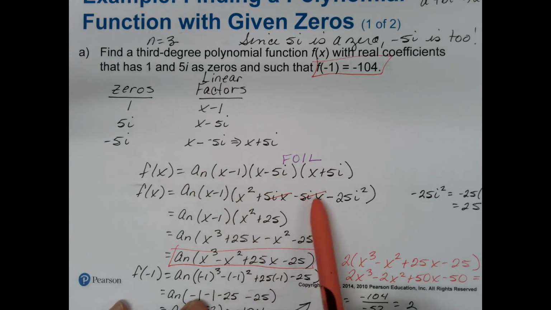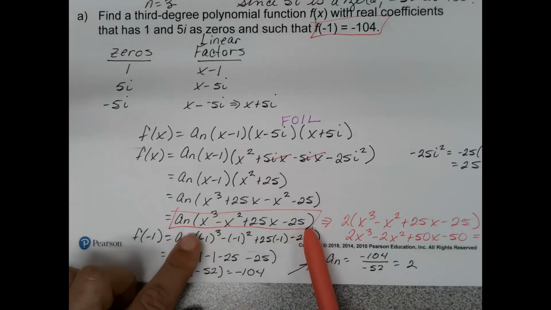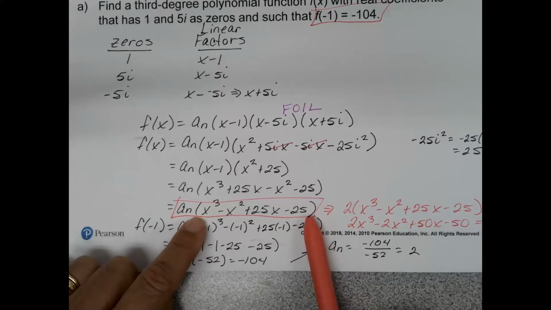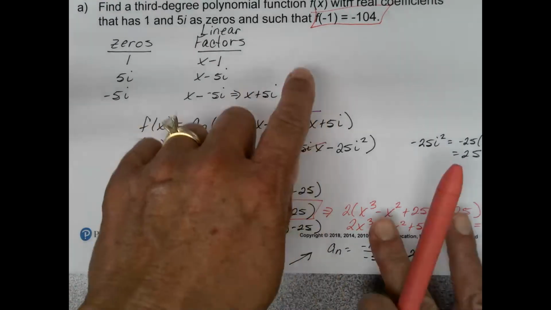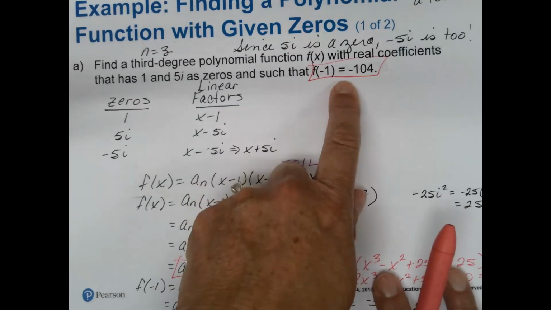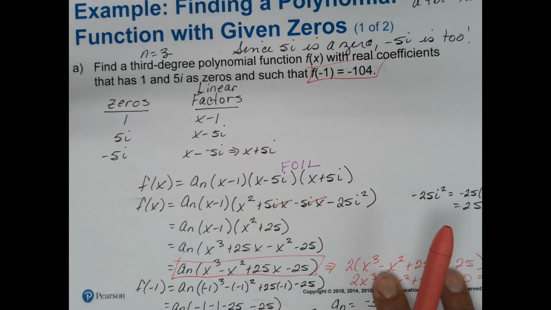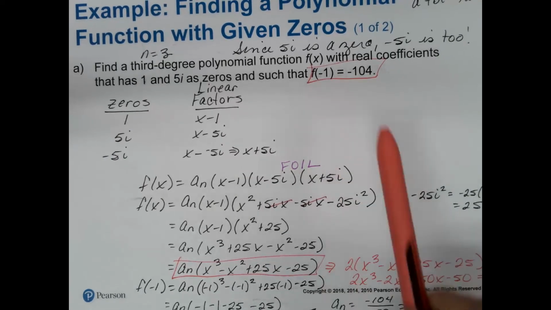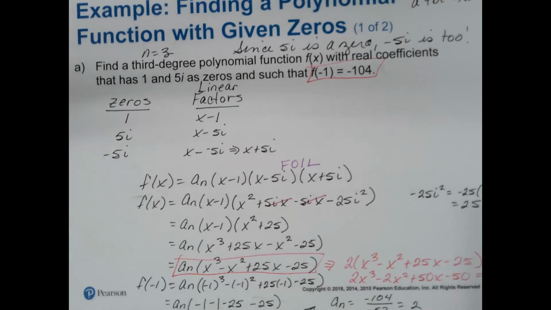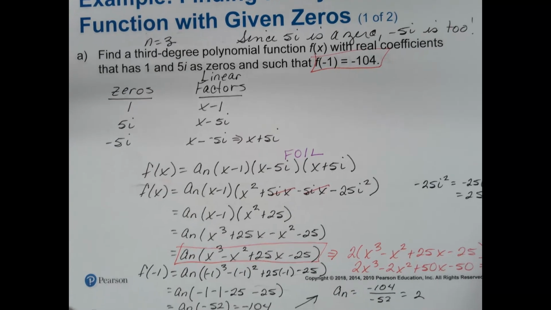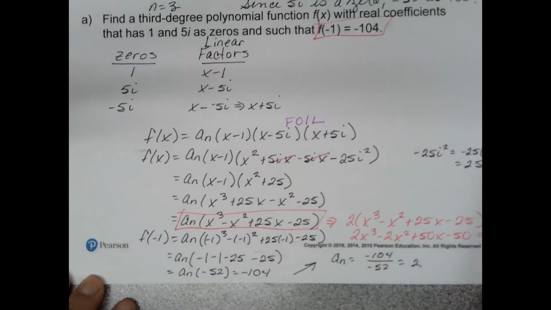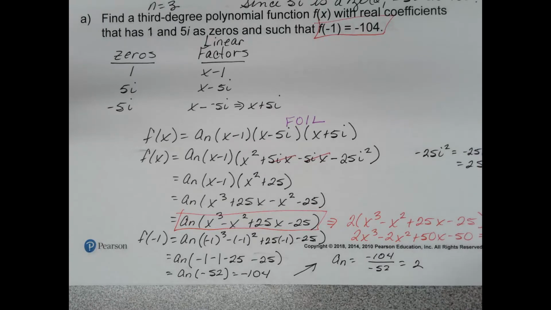Just go through all that multiplication until you have it all multiplied out. You take your last bit of information. This says when I plug negative 1 into my function, the result needs to be a negative 1/4. And that's where we get our a sub n. Again, mathematically, nothing too terribly hard, but a lot of little details that go in to getting this right.